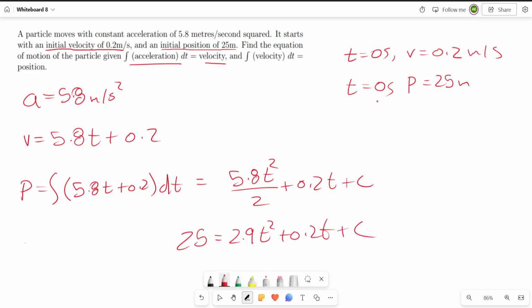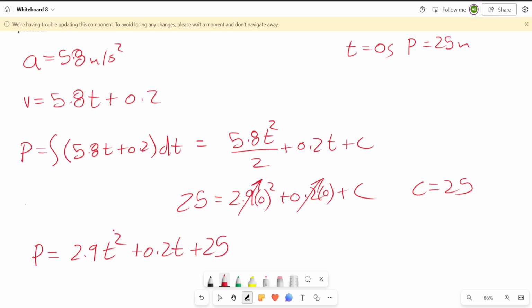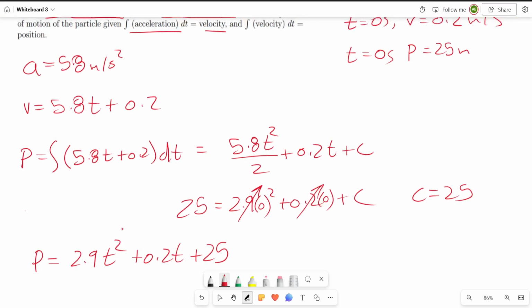So when time is 0, p is 25. So I will change every t with 0. And over here, this t, I'm going to change it with 0. So this term goes away, and I'm left with c equals 25. So my final answer is going to be p equals 2.9t squared plus 0.2t plus 25. And now this is called my equation of motion. And this is how to answer this question.